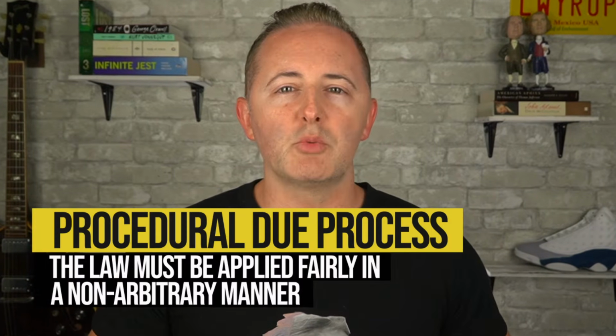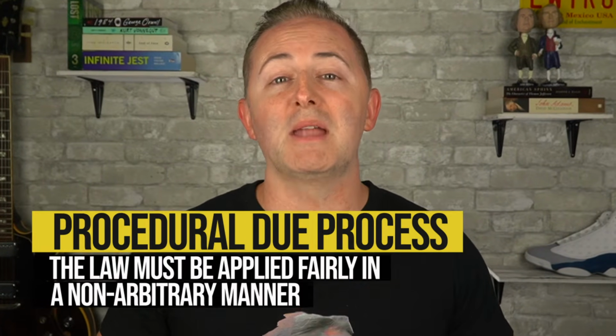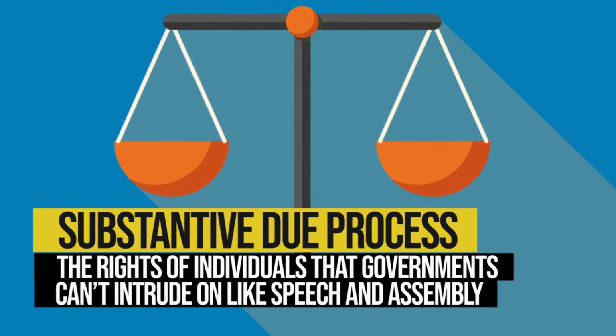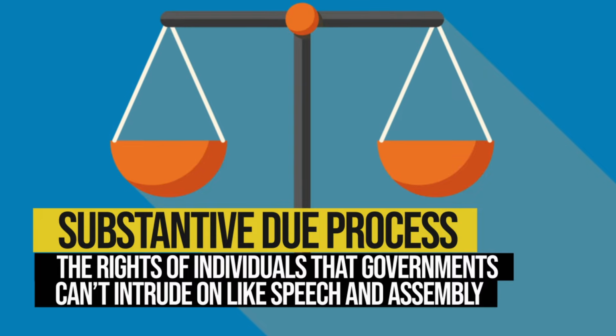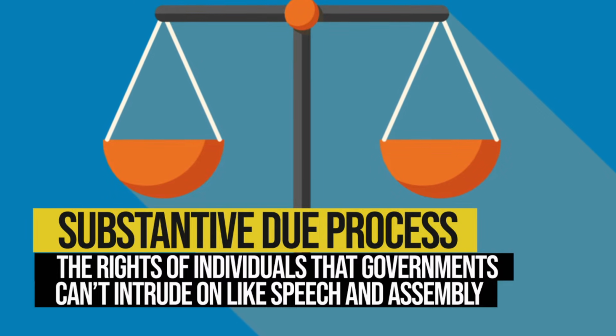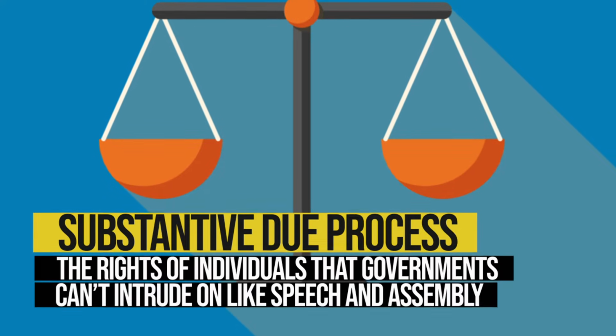Let's take a little detour for a moment though. In the last video, we talked about procedural due process, which is about the law being fairly applied to everybody. Substantive due process, on the other hand, is about whether the law itself is fair. Substantive due process allows the Supreme Court to establish and protect fundamental rights from arbitrary government interference.